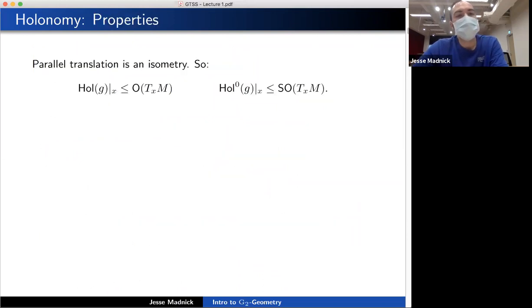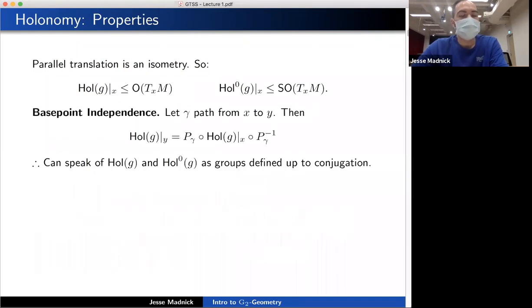Okay, and since parallel translation is an isometry, these groups are not just subgroups of GL, but they're actually subgroups of the orthogonal group. Okay, now you might worry that this definition depends on the base point, but it doesn't really. Again, just like the fundamental group, if you have a path from X to Y, then the holonomy group at Y is conjugate to the holonomy group at X.